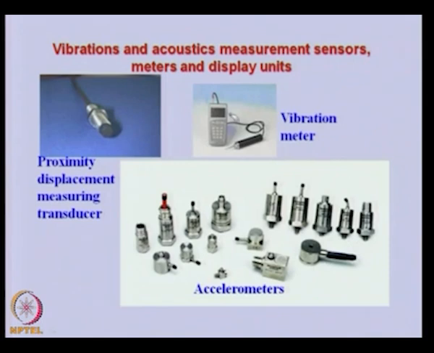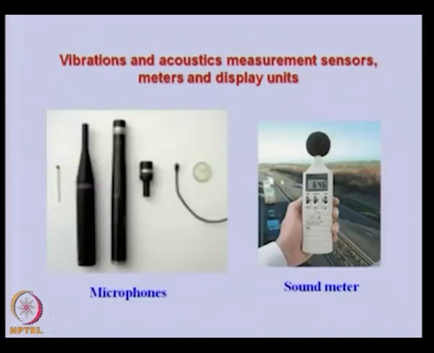This is a handheld vibration meter with which we can get either the level of vibration, or a simple RMS value, or that kind of information about the vibration. Apart from this, acoustic measurement is very important. These are typical microphone sensors of various shapes and sizes, and depending upon the application, their choice will be decided. And this is the sound meter. It can measure various parameters of the sound, like the power of the sound.